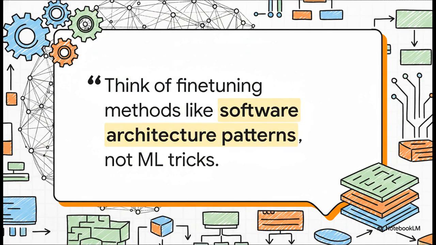And that right there is the ultimate takeaway. This isn't just about tweaking some machine learning algorithm anymore. It's about designing a robust, maintainable, and powerful system. This is what software architecture looks like in the age of AI. So the real question to leave you with is, what architectural patterns are you going to build?